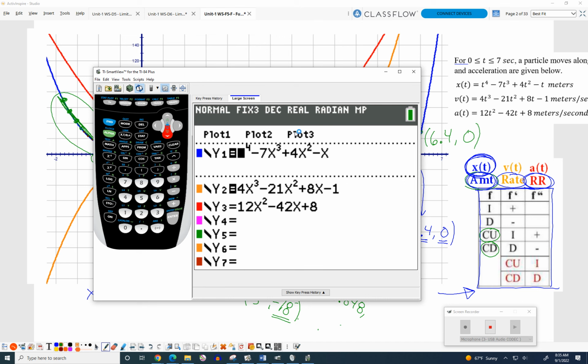Hey, look up. Look up. Raise your hand, please, if you successfully typed the equations.